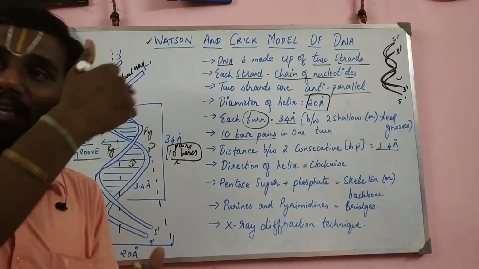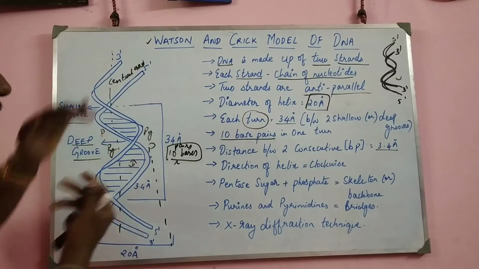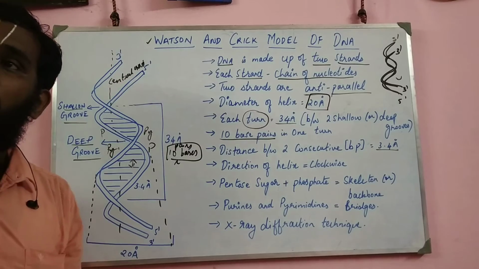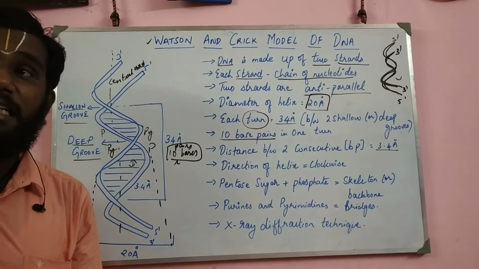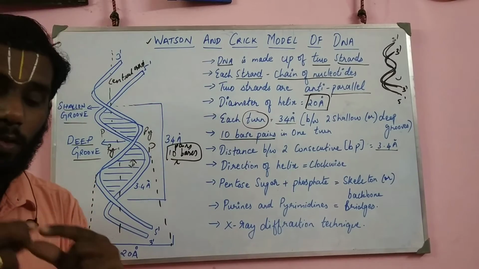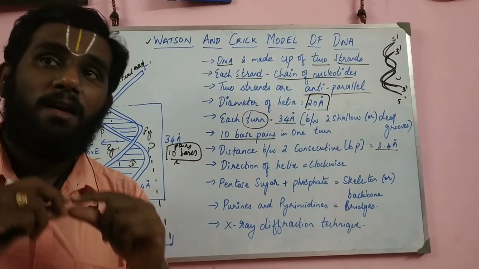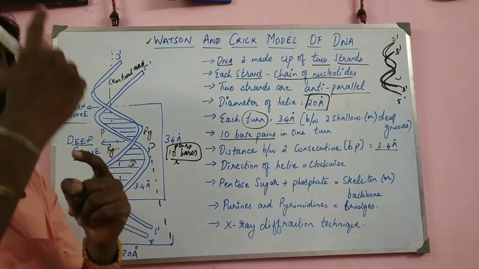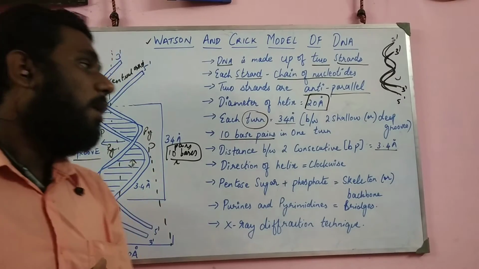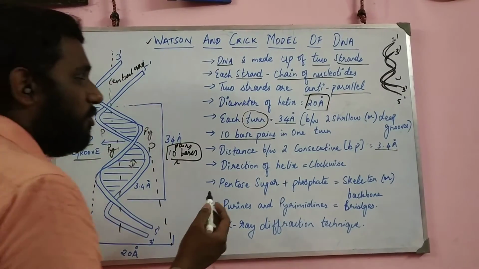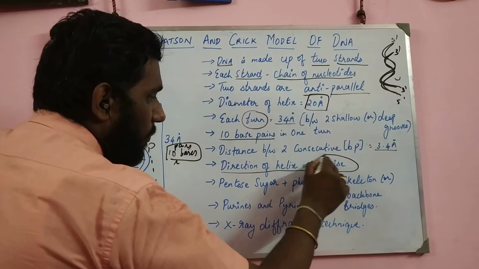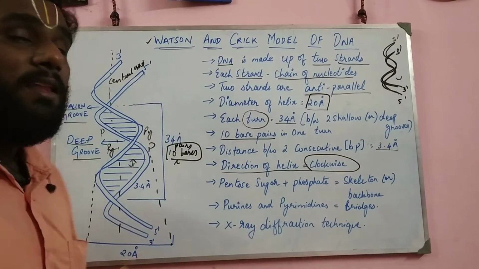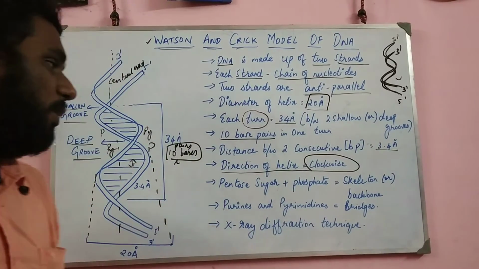So to put all three things together, the total length of the helix of one turn will be 34 angstrom. In one turn there will be a total of 10 base pairs, and the distance between two consecutive base pairs is going to be 3.4 angstrom, and the length of one helix is going to be 34 angstrom. And one more thing you should always know is that the direction of the helix is always clockwise in the model proposed by Watson and Crick. There are other models also, which we'll be seeing in further videos.